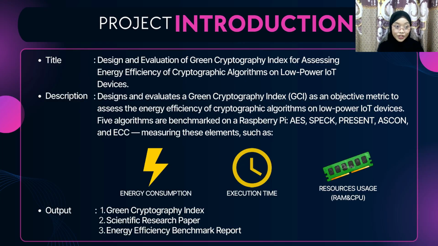So what we do in this project, our project designs and evaluates a Green Cryptography Index or GCI, an objective metric to measure the energy efficiency of cryptographic algorithms running on low-power IoT devices. We test 5 algorithms on a Raspberry Pi, such as AES, SPECK, Present, ASCON, and ECC. And we measure 3 key aspects such as energy consumption, execution time, and resource usage, RAM and CPU.